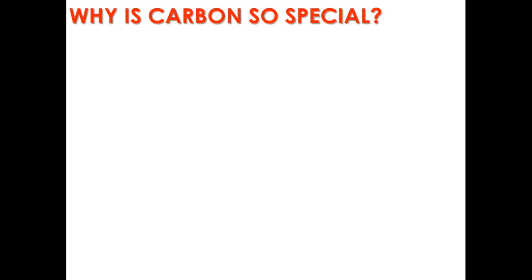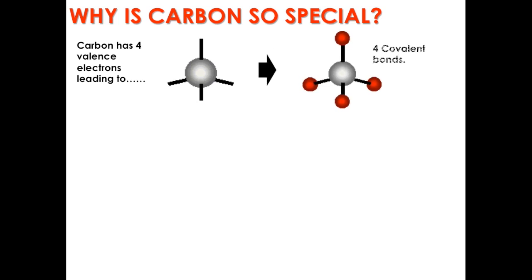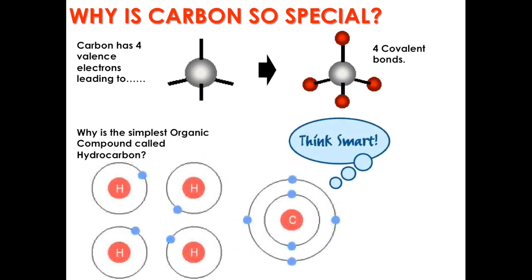Why is carbon so special? Carbon has 4 valence electrons, leading to 4 covalent bonds. Why is the simplest organic compound called hydrocarbon? Basically, it's because it contains carbon and hydrogen atoms.